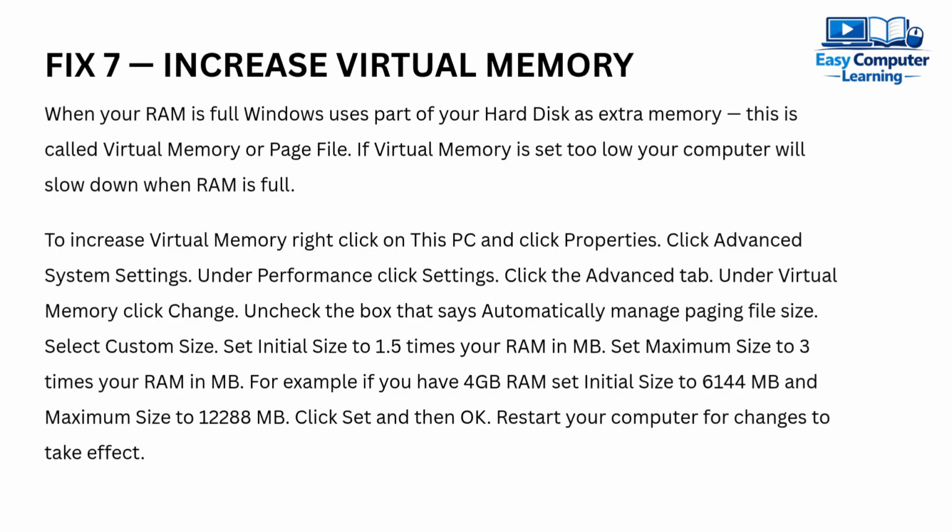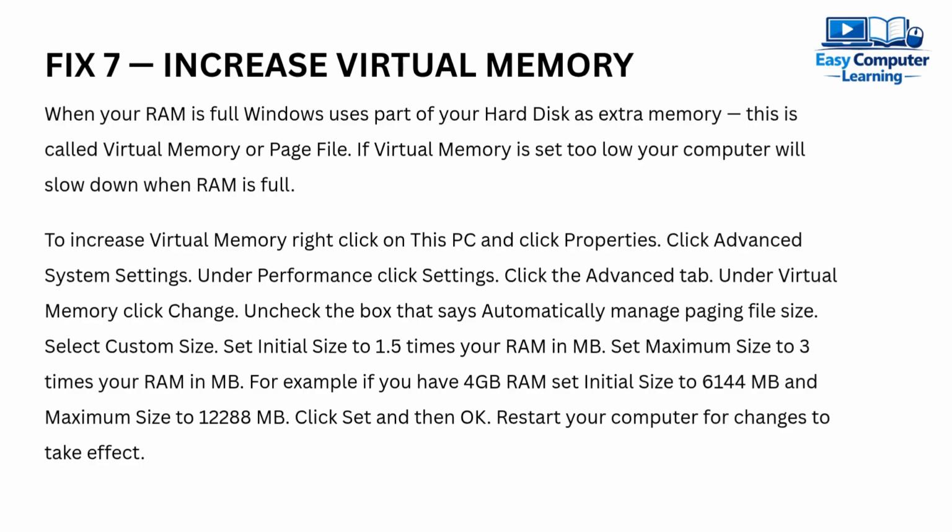To increase virtual memory, right-click on This PC and click Properties. Click Advanced System Settings. Under Performance, click Settings. Click the Advanced tab. Under Virtual Memory, click Change. Uncheck the box that says Automatically Manage Paging File Size. Select Custom Size. Set initial size to 1.5 times your RAM in megabytes.